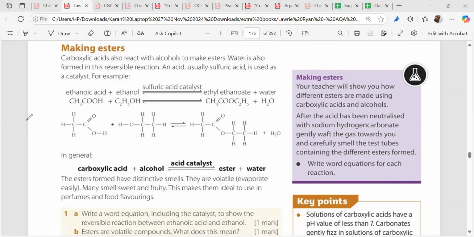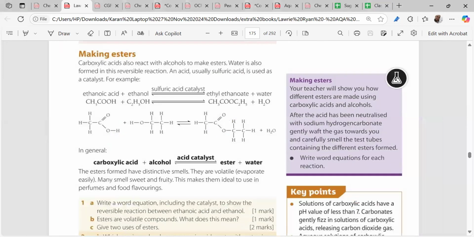What's an ester? In an ester, you are having the carboxylic acid and the alcohol. This hydrogen of the alcohol and the OH group of the carboxylic acid get eliminated as H2O, and we're getting an ester bond over here. And we take an acid catalyst over here, fine. So this was all about the alcohol.